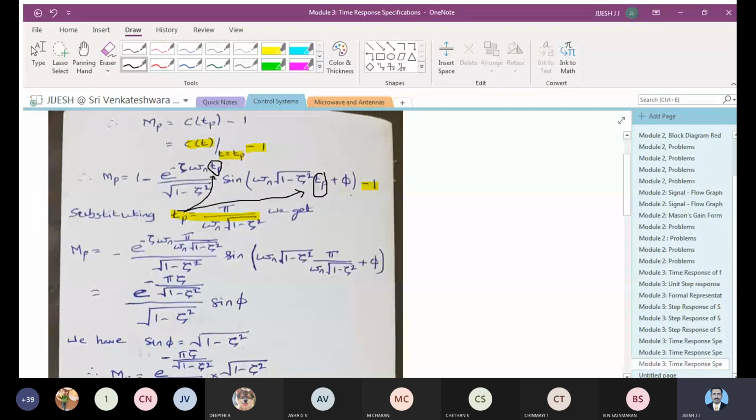Sine of Tp gets substituted there. So omega n root of 1 minus zeta square divided by pi by omega n root of 1 minus zeta square plus pi. So sine of this complete term is written as phi. So we will get in this form, Mp is equal to e to the power of this divided by root of 1 minus zeta square sine phi. It gets cancelled and you will get sine phi. Sine pi plus phi can be written as sine phi.